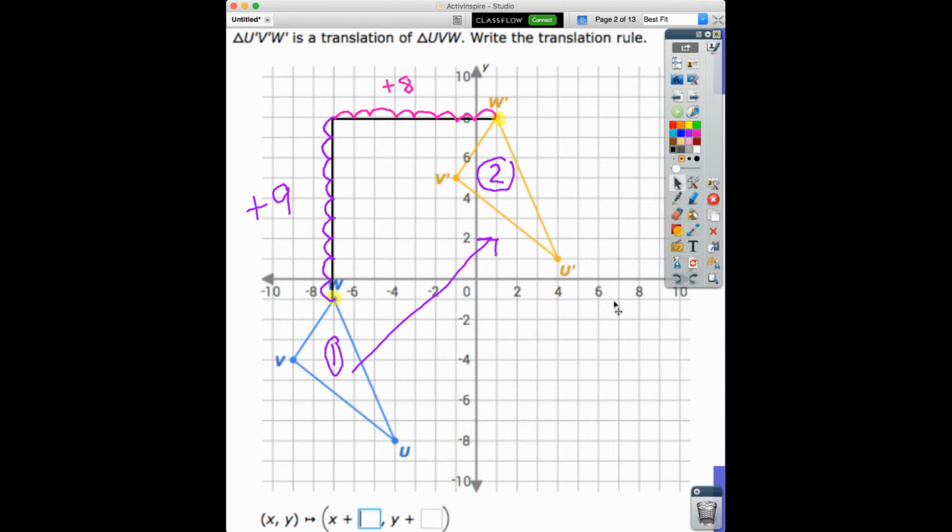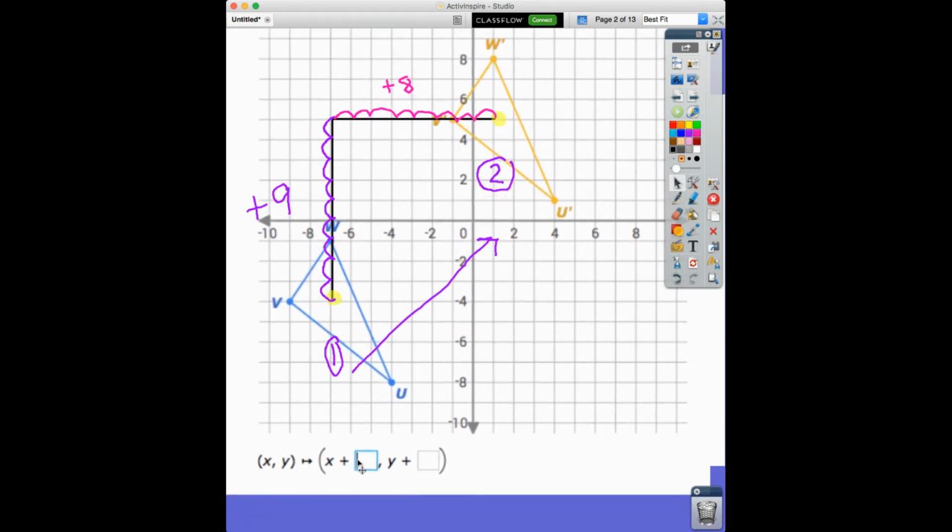So when we're talking about down here, X is left to right. Y is up or down. So if we're talking about left to right, we're talking about here. So this would be my 8. And then up and down is 9, so that would be my 9.